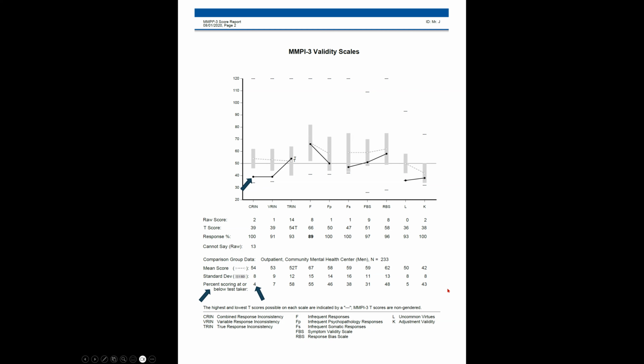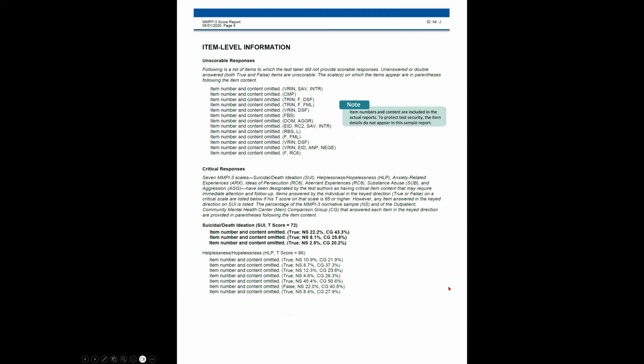So this is basically what the profiles look like. For item level information, we don't include in these slides the actual item numbers and content for test security reasons. But you can see that for critical responses and anywhere where we include item level information, we also report the percent of individuals, and S stands for the normative sample.